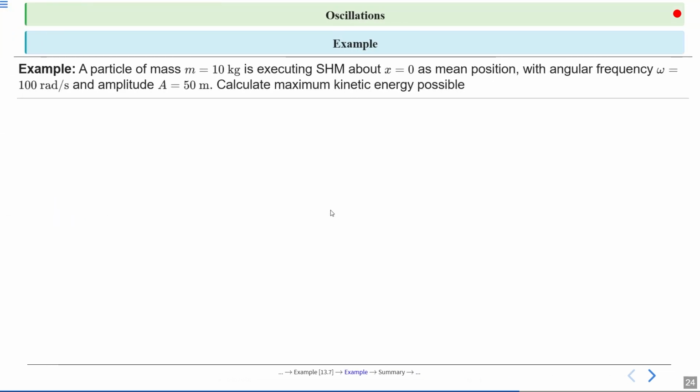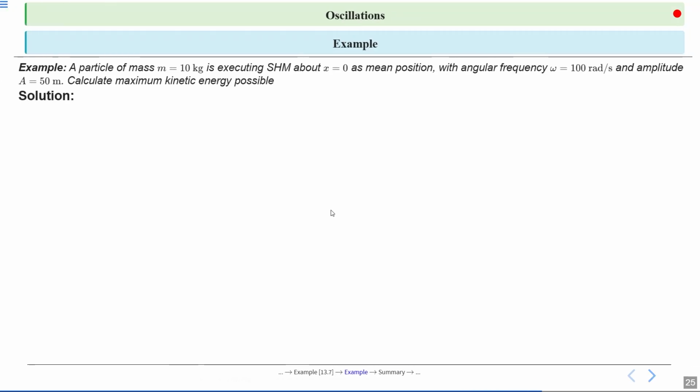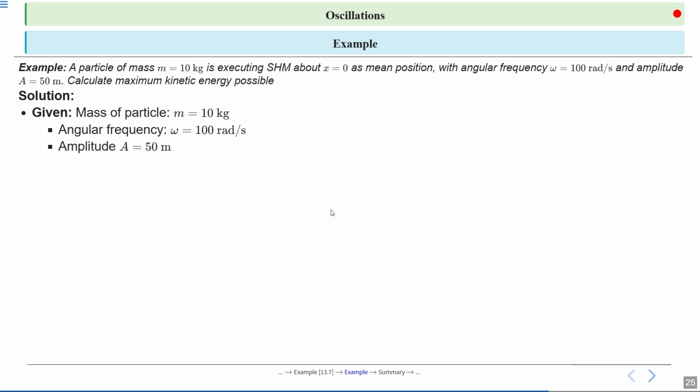A particle of mass m equal to 10 kg is executing simple harmonic motion about x equal to 0 as mean position with angular frequency omega equal to 100 radian per second and amplitude A equal to 50 meter. Calculate maximum kinetic energy possible. Let's see the solution. Given mass of the particle m equal to 10 kg, angular frequency omega equal to 100 radian per second, amplitude A equal to 50 meters.